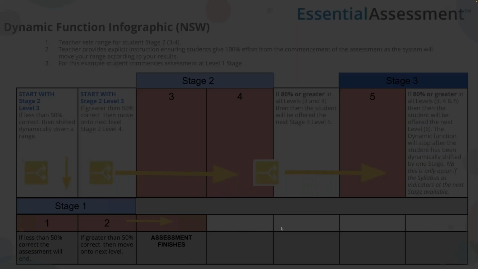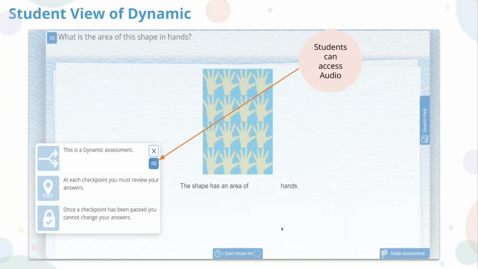From the student's perspective, this is what will happen when the students begin their assessment. They will see a pop-up on their screen. Students will normally cross this pop-up out without reading the important details. There is audio accessibility for the students, but let's unpack what we need to tell our students. You are about to undertake a dynamic assessment. You will reach checkpoints. At checkpoints, you must review your answers.